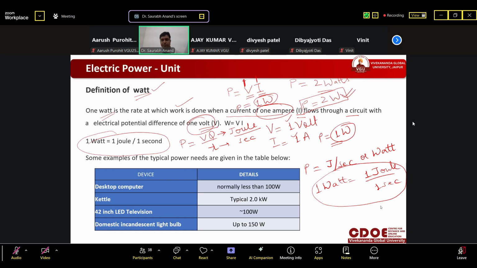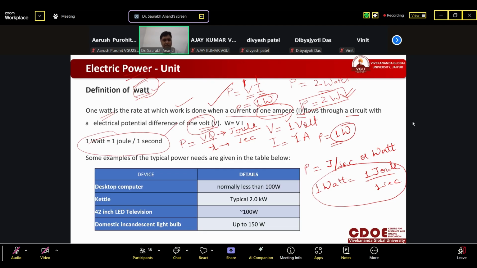Right? So how can we get 1 watt of power? If we apply 1 volt and 1 ampere of current is flowing, then the power calculated will become 1. And from the formula of energy transfer, if 1 joule of energy is transferred in 1 second, that will also be 1 watt of power. Clear? So this is the unit. That is the unit of power.